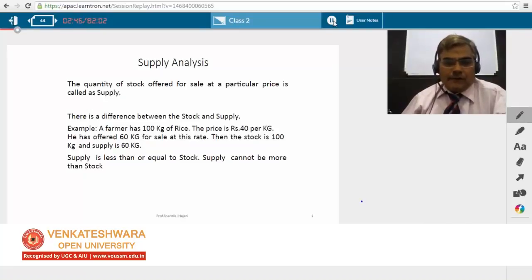So, for example, a farmer has 100 kg of rice. The price is rupees 40 per kg. He has offered 60 kg for sale at this rate. Then the stock is 100 kg, but supply is 60 kg. Supply is always less than or equal to stock. Supply cannot be more than stock. Stock can be more than supply, but supply cannot be more than stock.